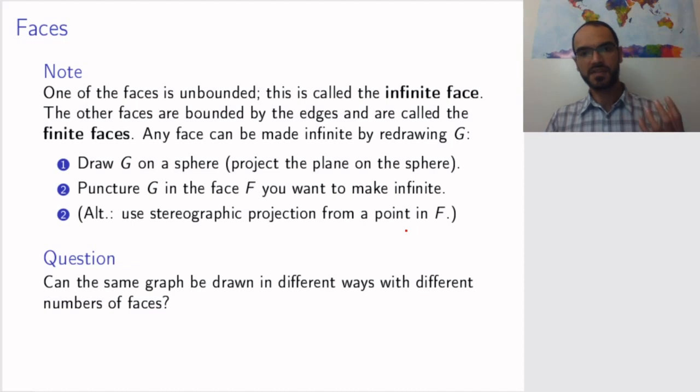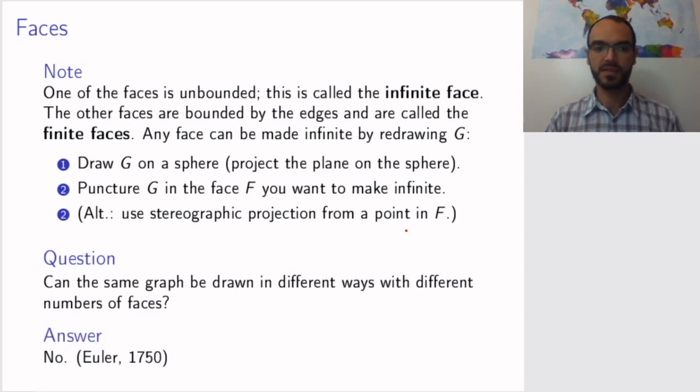So that raises another question. If I can draw the graph in different ways, and the ways can be so different that different faces become the infinite face, how much difference can I really make? Can I draw the same graph in two ways so that in one way I have 4 faces and in the other way I have 5 faces? Does the number of faces depend on the way I draw the graph? The answer is no. That was the answer given by Euler already in 1750. So Euler discovered a beautiful formula that ties together the number of faces, edges, and vertices in a planar graph, or in a plane drawing of a planar graph, and that is what we will look at next.